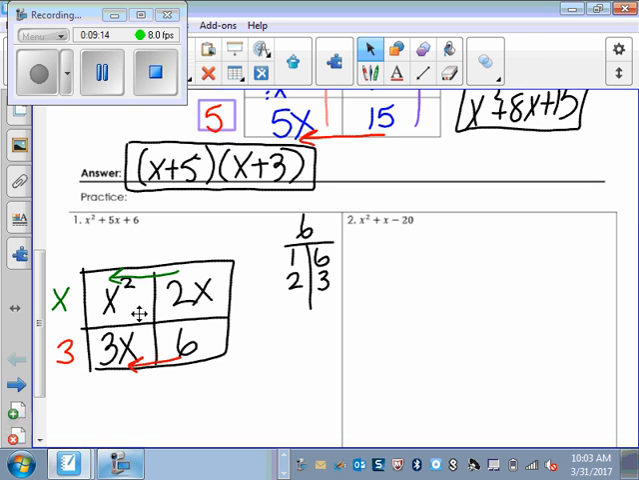And I'm going to look at 6 and 2x. They both share a factor of 2. Put that on the top. And then finally, I have x squared and 3x.